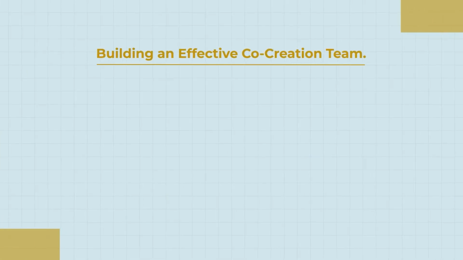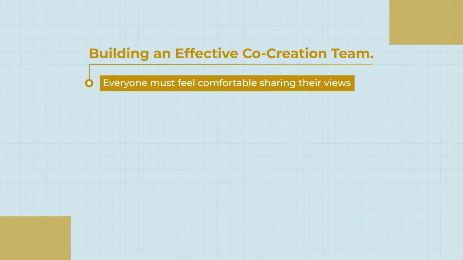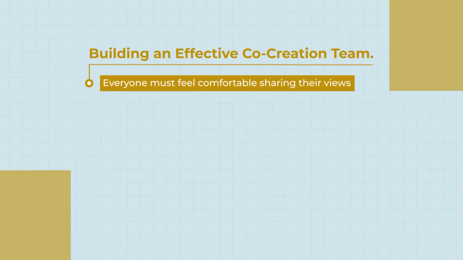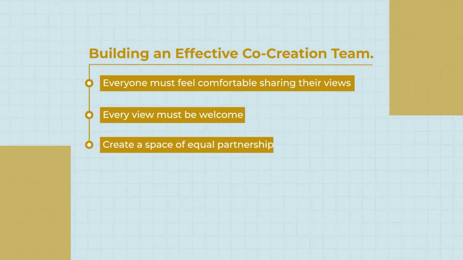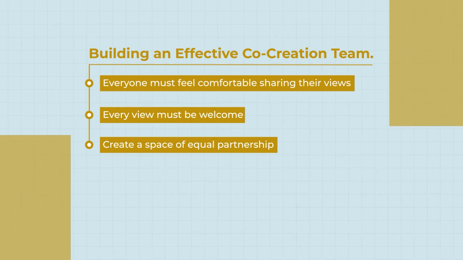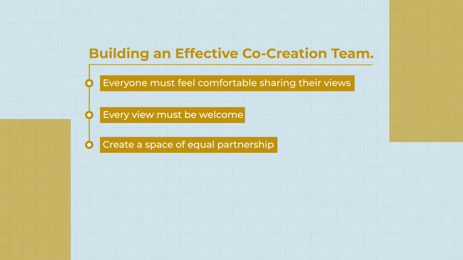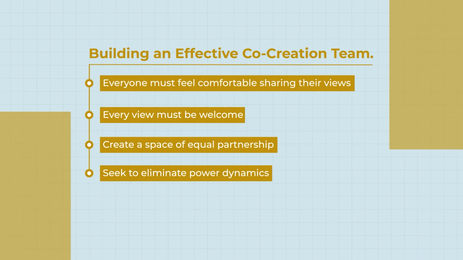So what can we do to make our co-creation team as effective as possible? Well, first, everyone must feel comfortable sharing their views. If there's an evident imbalance of power, and some people feel uncomfortable in the situation, it's going to be difficult to get them to openly share. Everyone needs to be welcome, so you need to create a space of equal partnership where everyone on the team understands that all viewpoints are important, and all viewpoints must be equally heard and respected. We want to try to eliminate power differentials.